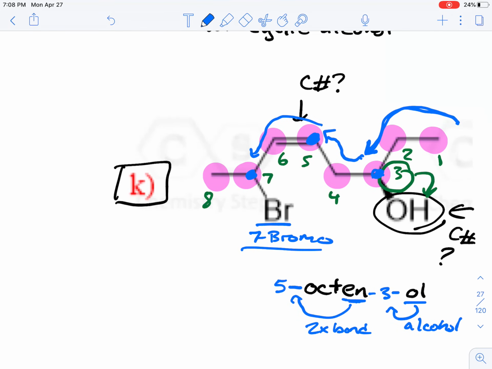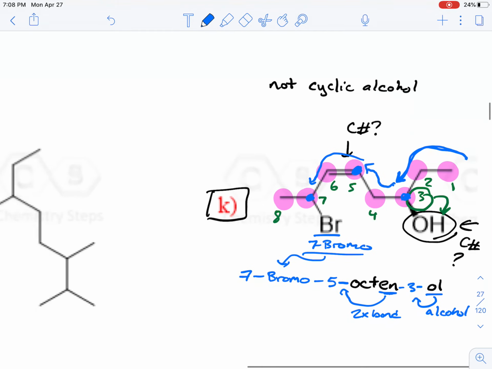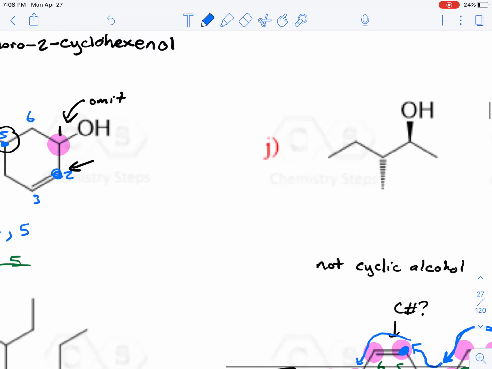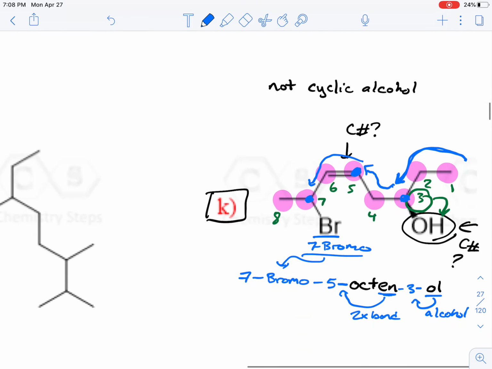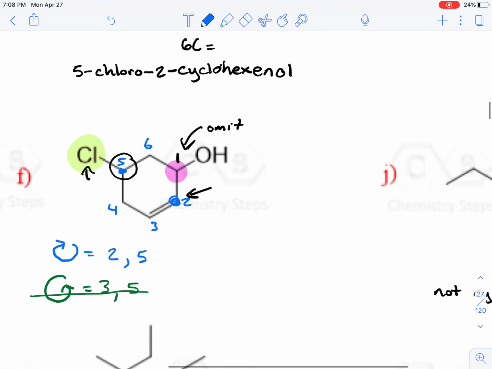And so I'm going to place this in front of my parent chain, so there's going to be 7-bromo-5-octen-3-ol. Okay, and so I want you guys to notice the differences between something that's not cyclic with a double bond and something that is cyclic with a double bond.